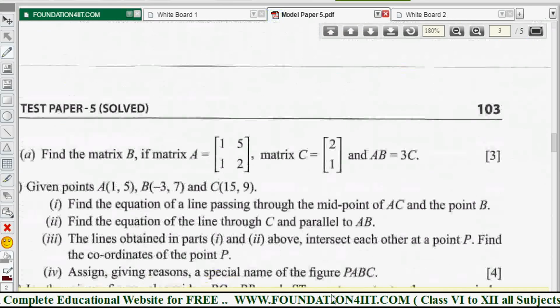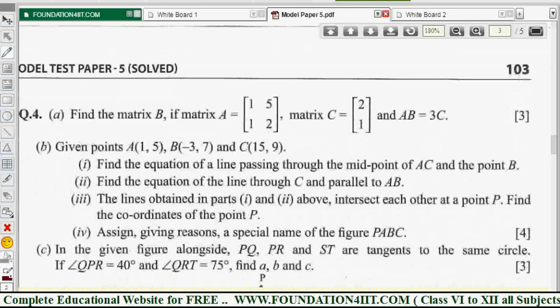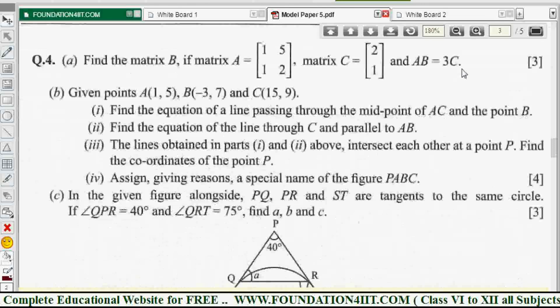Now let's take the next question and we'll solve those problems. So question number 4: first, find the matrix B if matrix A is [1, 5; 1, 2] and matrix C is [2; 1], and AB is equal to 3C. So these are the given conditions: A into B, these two matrices, is equal to 3 into C.